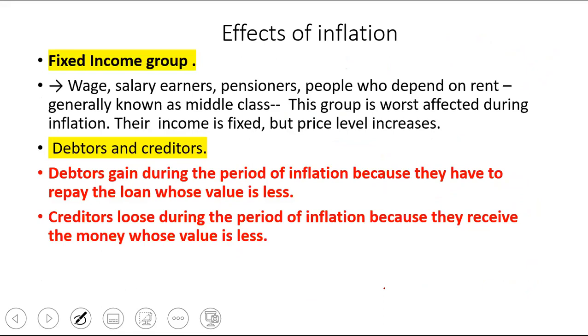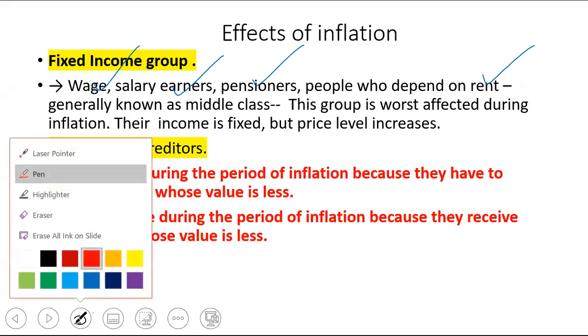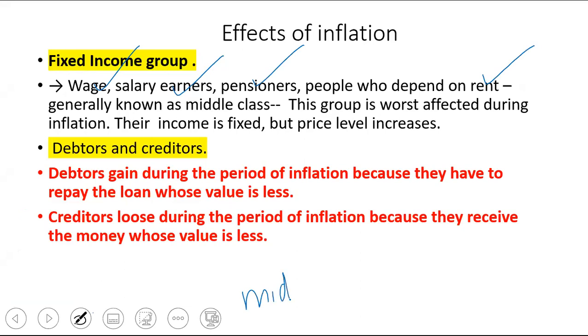Now, सबसे बड़ा dangerous group है fixed income group. ये example तो बहुत आपको carefully देखना पड़ेगा. Who are the fixed income group? All the salary earners, wage earners, pensioners, and the people who depend upon rent. They are all fixed income group. They are known as the fixed income group. In addition to that, they are also known as middle class. Middle class में आप आता है, मैं आता है. Middle class.